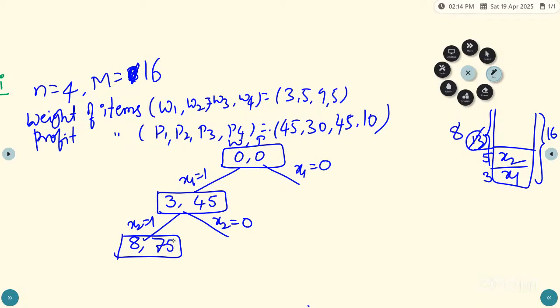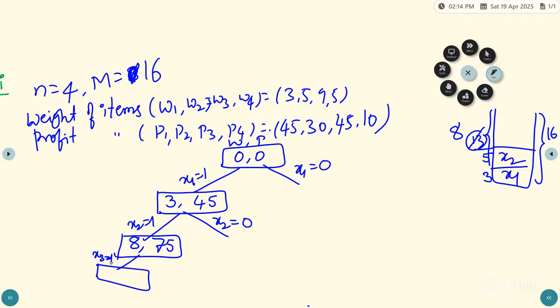In the bag, 8 units are filled. Bag లో 8 units fill అయిపోయినాయి. Total capacity 16 units. ఇంకా 8 units you can place into the bag. Then assume that X3 can also be selected. Try to select X3. That is 9 units.